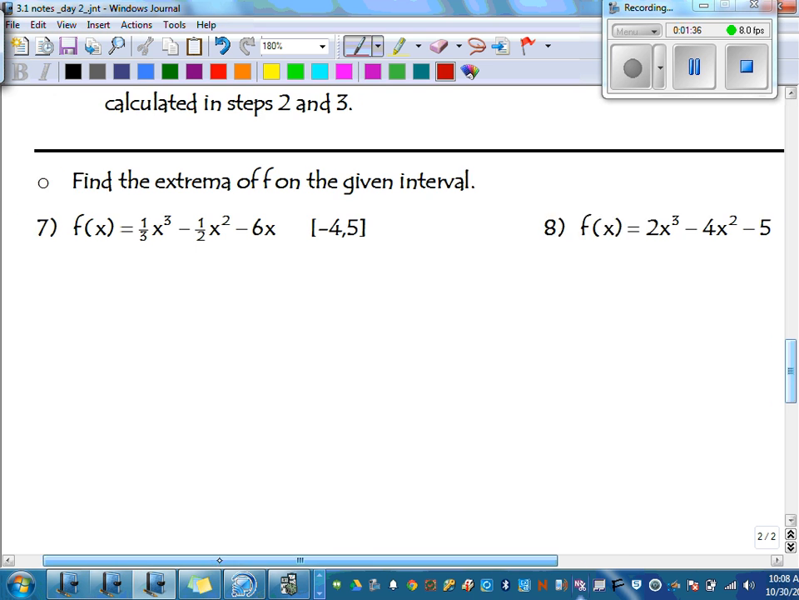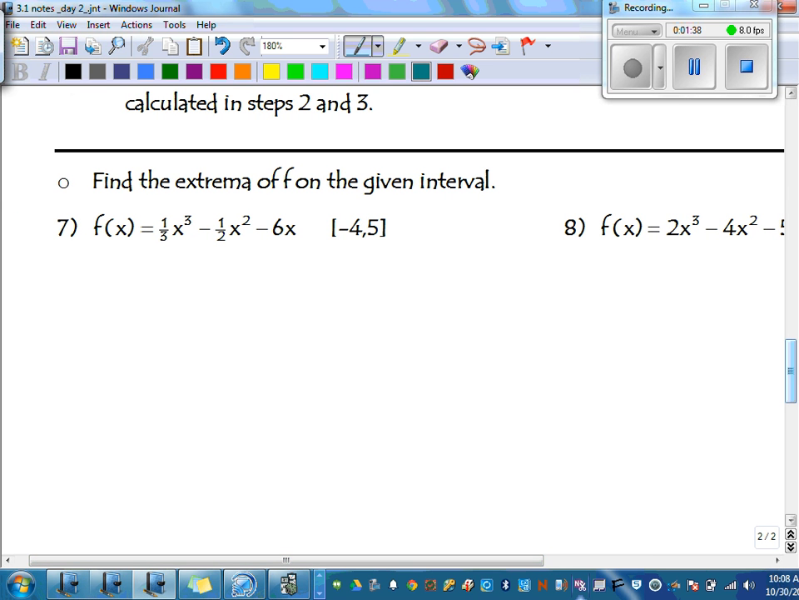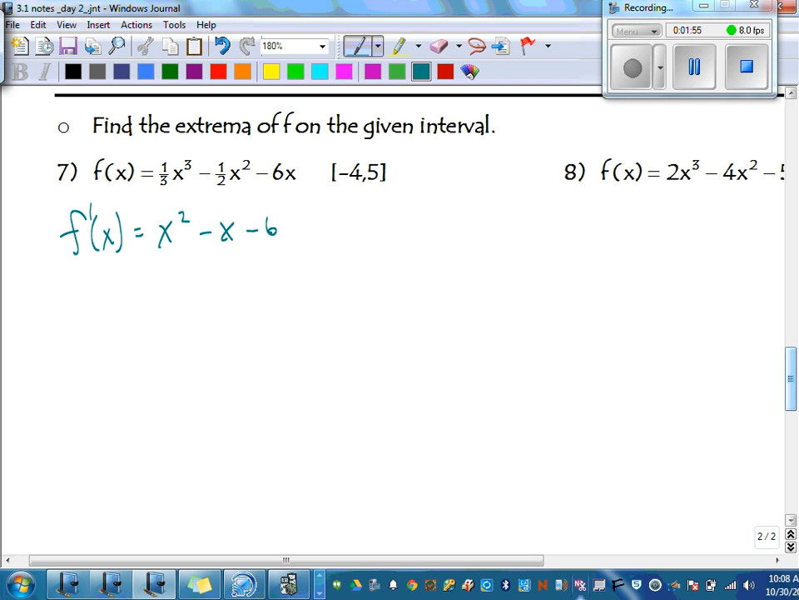So let's look at number 7 here. First we need to find the derivative. So we bring the 3 out in front, we just get x squared minus x minus 6. So we want to find the critical values. In this case, we're just finding out when is the derivative 0. We can factor this. We get x minus 3 times x plus 2. So our critical values are x equals 3, x equals negative 2.